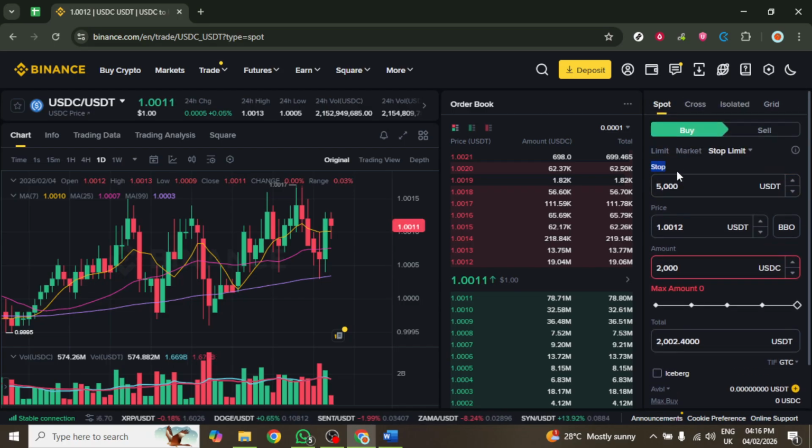By staying proactive, you can enhance your chances of achieving your daily profit goals on Binance. That wraps up today's guide.